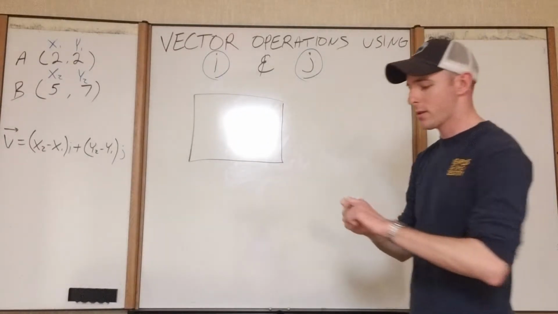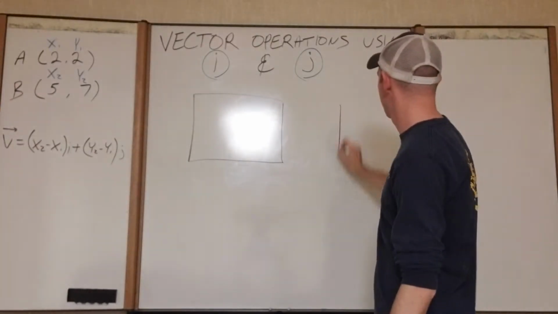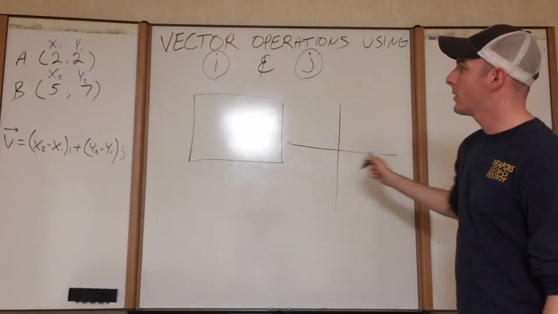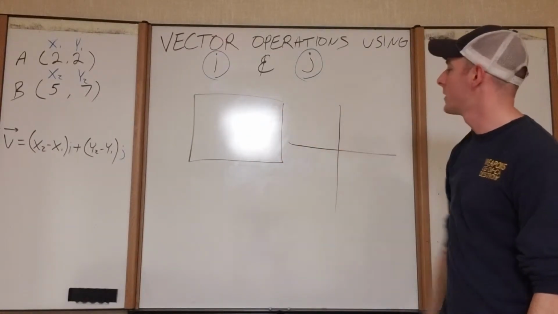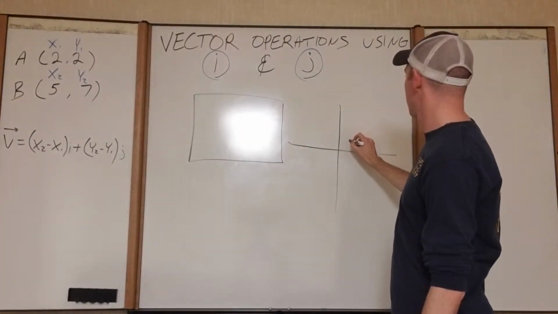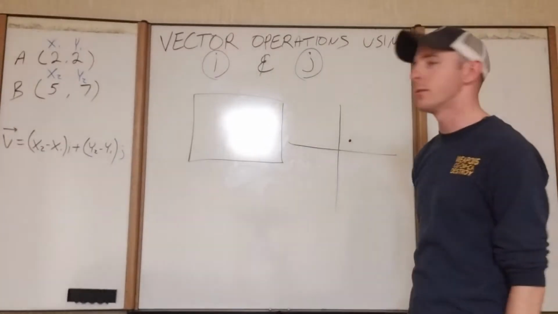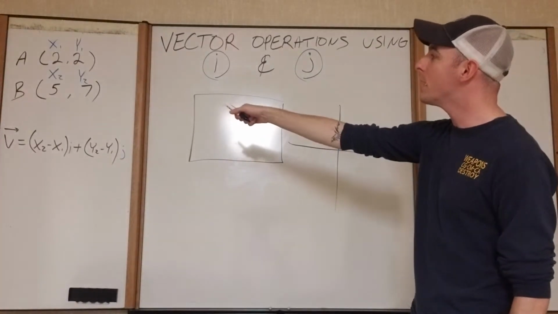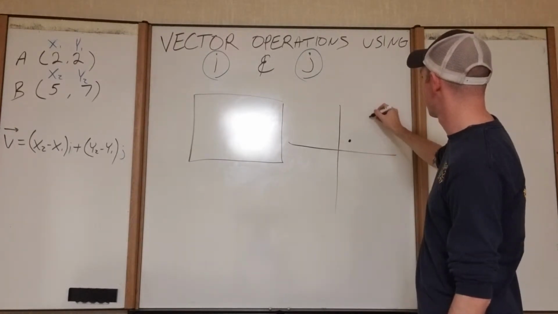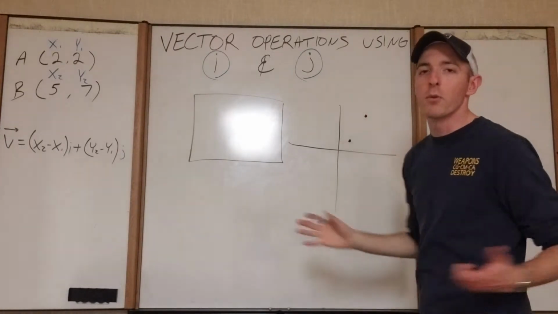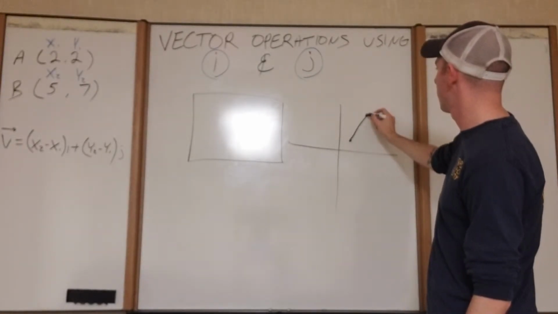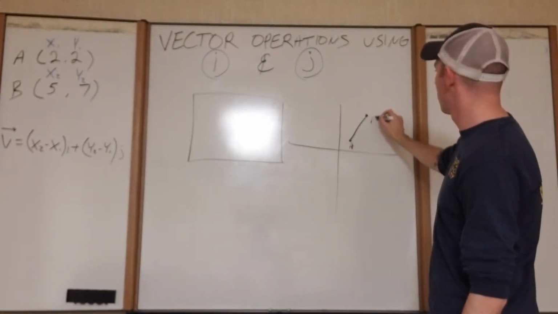So if we draw another x and y coordinate plane, something like this, and I've written some points over here, we have point A, which is at 2, 2. So we'll just go ahead and call that roughly 2, 2. And then we have point B, which is at 5, 7. So bear with me, but we'll estimate that this is point A and point B.